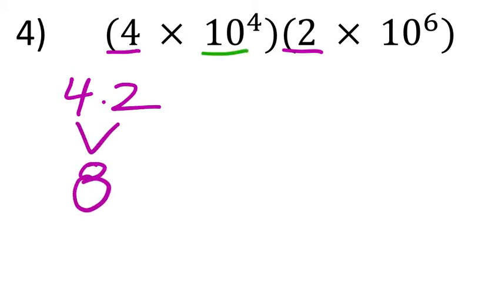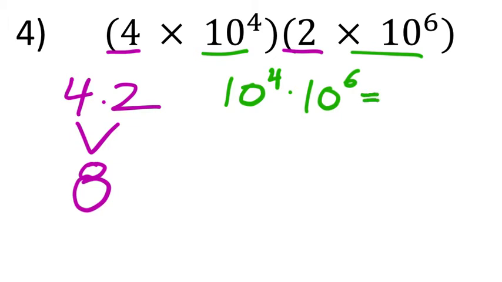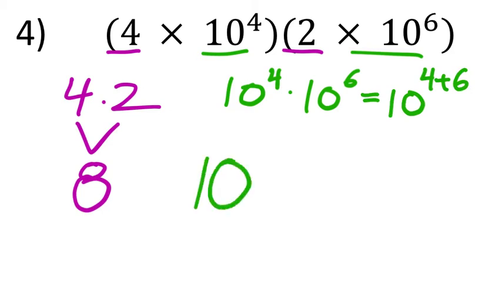I can do the same thing with base 10, so base 10 to the power of 4 times base 10 to the power of 6. Why would I do that? Because the bases are the same, and when I multiply bases that are the same, I just need to add the exponents. So that'd be 4 plus 6 right there, which would end up being base 10 to the power of the new exponent, which is just 10 right there. So it's 8 times 10 to the power of 10.